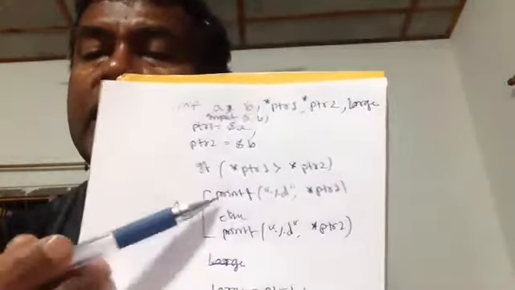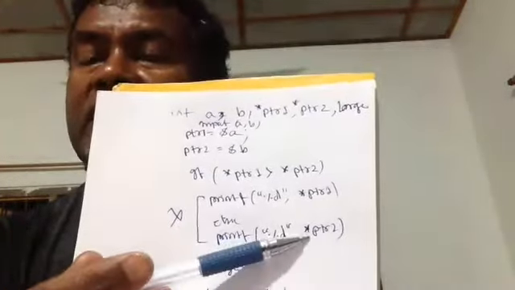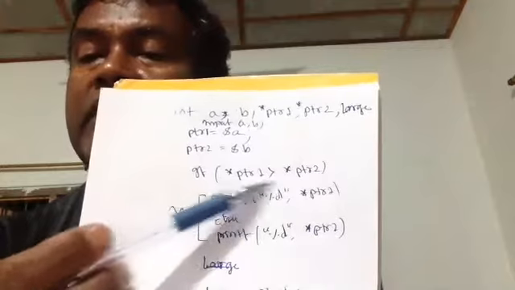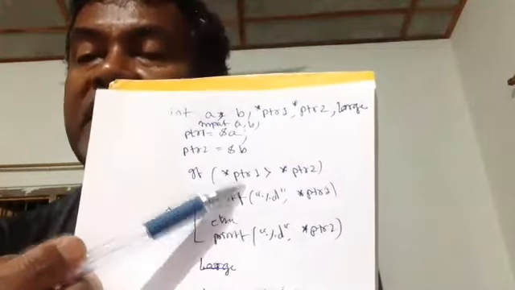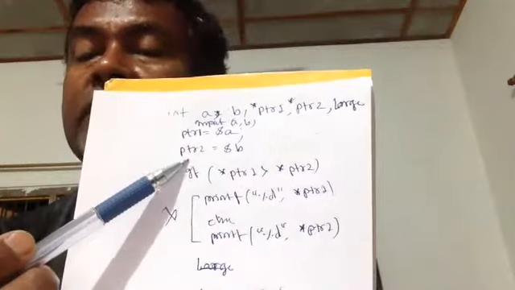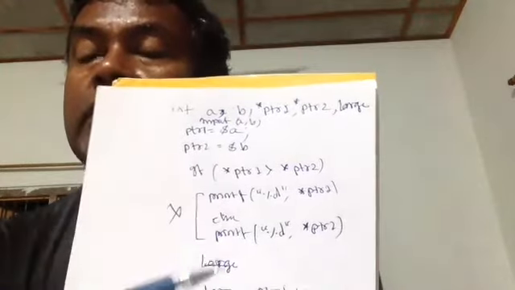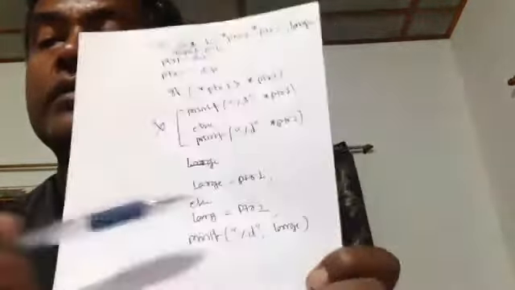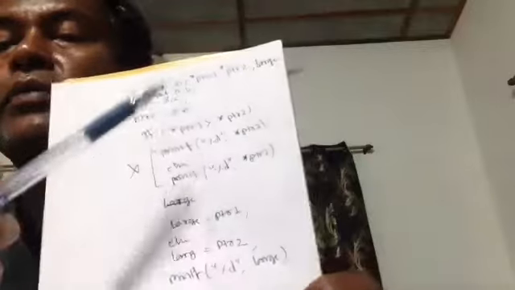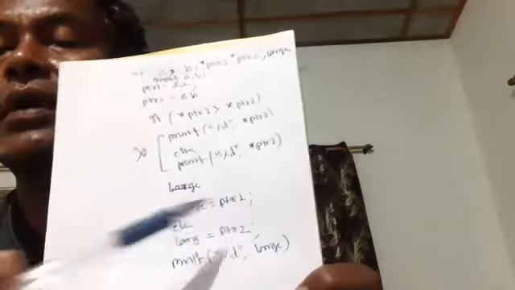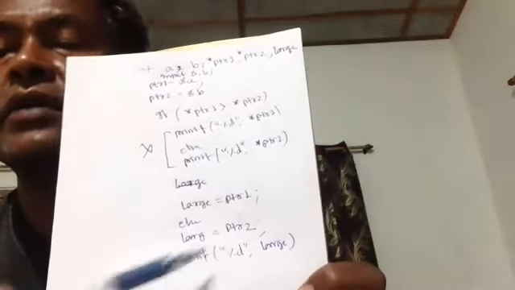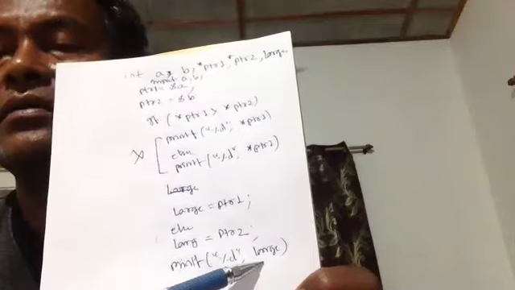So this way you can go. Instead of doing this, because you have to put star ptr1, star ptr2, first compare it, and if it is yes, assign large. Instead of this, after comparing, you put one variable large. Integer large. Large equal to ptr1, else large equal to ptr2, and display the large number.